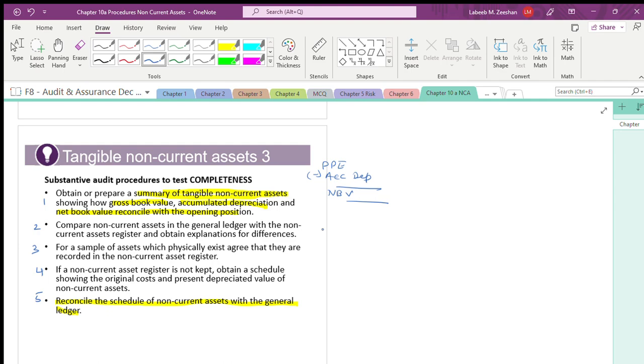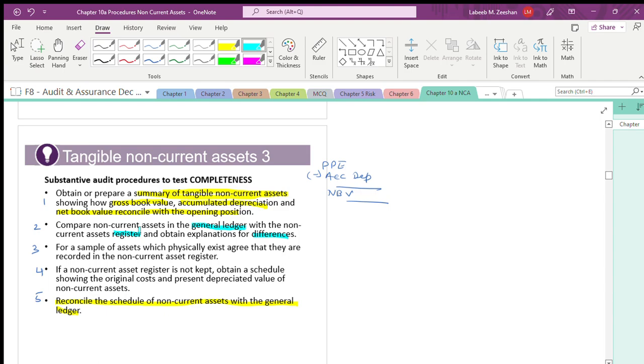Compare non-current assets in the general ledger with the non-current assets register. We have the general ledger and we have to find the difference.